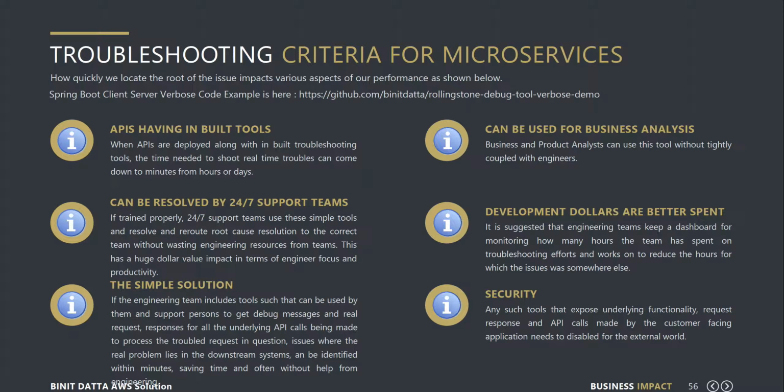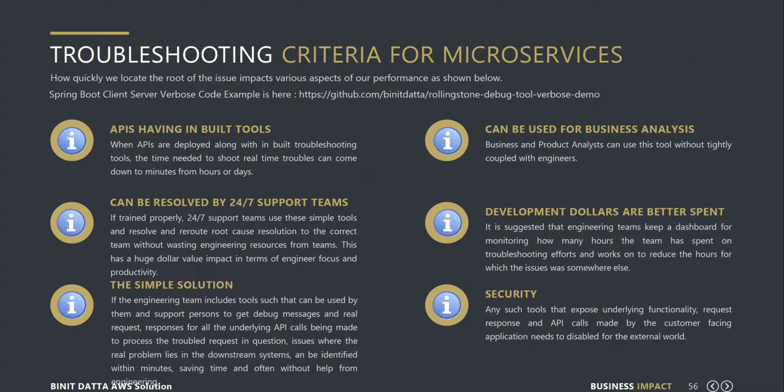How quickly we locate the root cause of the issue impacts various aspects of performance, as shown below. I have a code example here. As you can see, it's in my GitHub, Rolling Stone debug tool verbose demo. You can take a look. It's a client server application. It completely documents the scenario in the README and provides a step-by-step process for how to run this. Now let's get back to the documentation here.